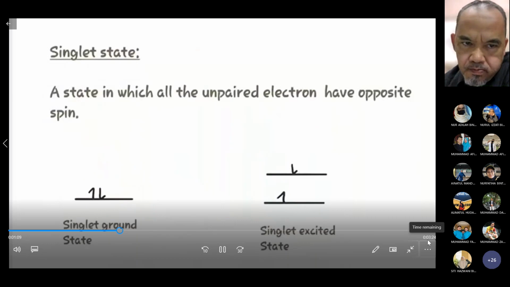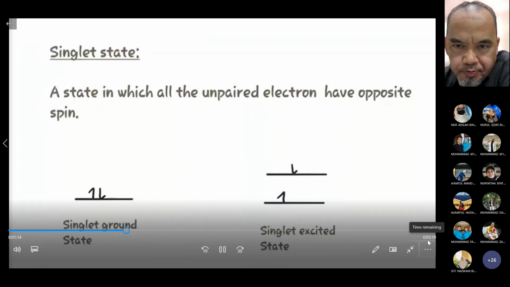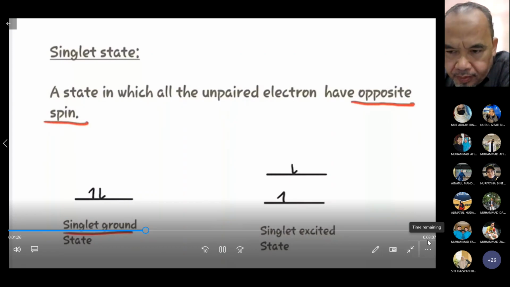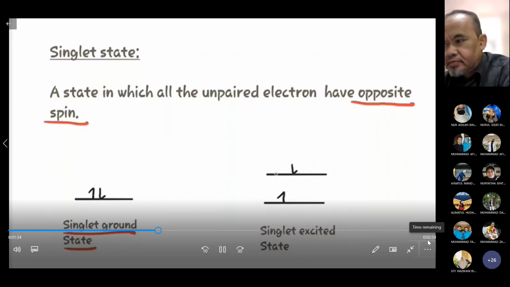Before we study the mechanism of fluorescence and phosphorescence, let us see what is singlet state. A state in which all the unpaired electrons have opposite spin. Here both the unpaired electrons in the ground state have opposite spin, thus it is known as singlet ground state. Now here, the unpaired electron in the ground state has the opposite spin to that of the unpaired electron in the excited state. Thus it is known as singlet excited state.